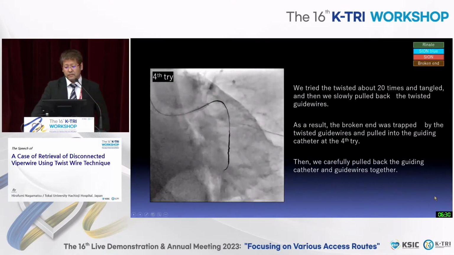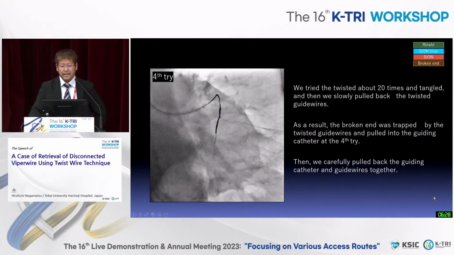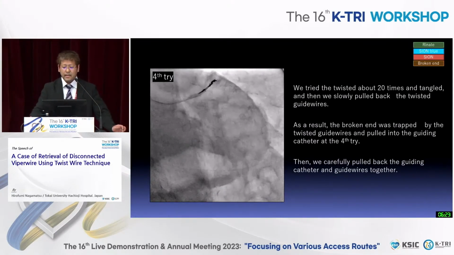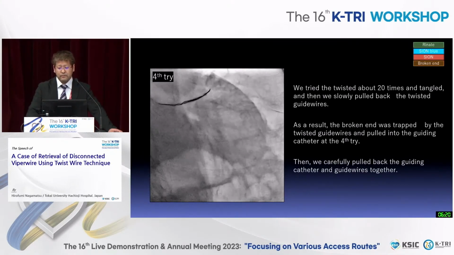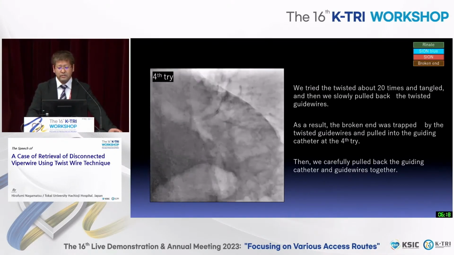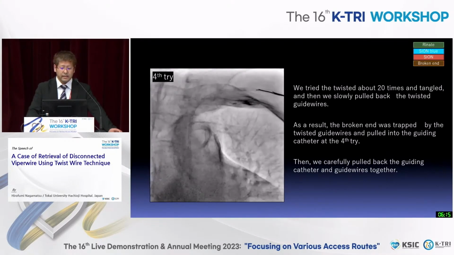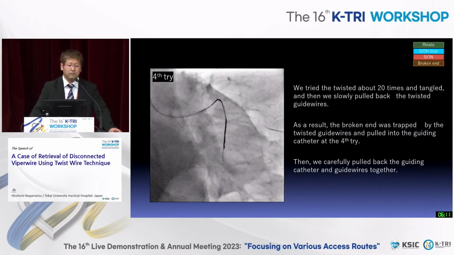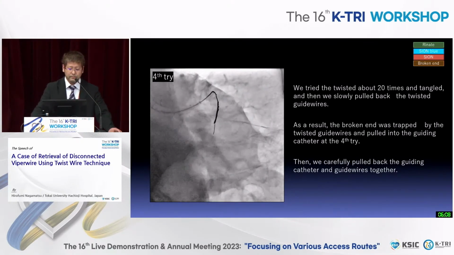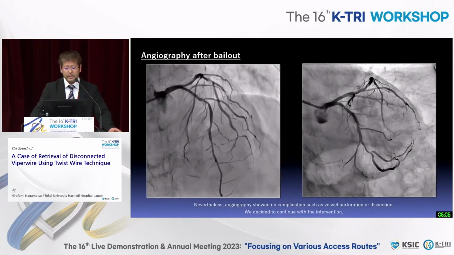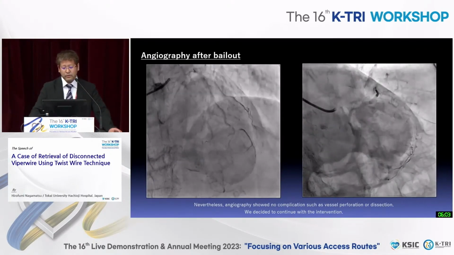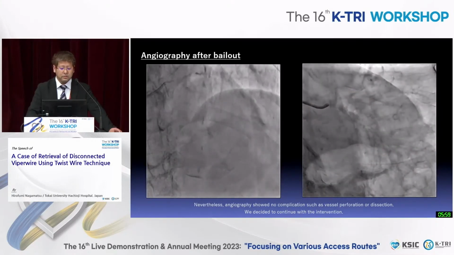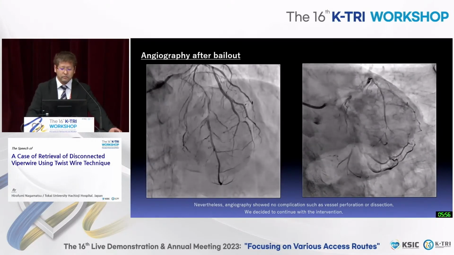We twisted about 20 times until the wires tangled, and then we slowly peeled back the twisted guide wires. As a result, the broken end was trapped by the twisted guide wires and pulled into the guiding catheter at the fourth try. Then we carefully pulled back the guiding catheter and the guide wires together. Angiography showed no complications such as vessel perforation or dissection. So we decided to continue with the intervention.